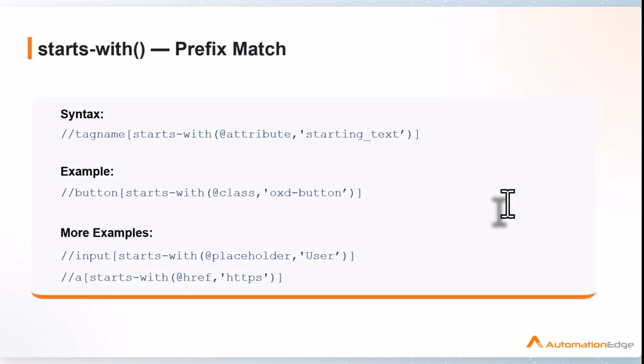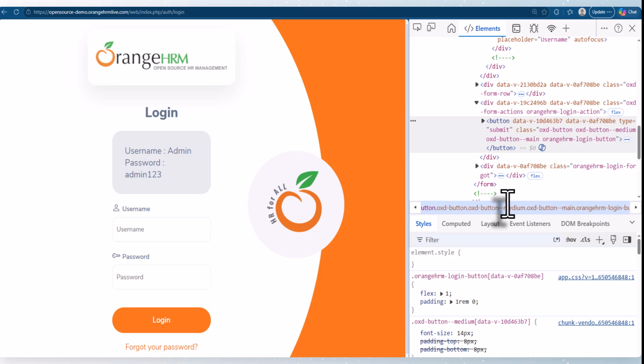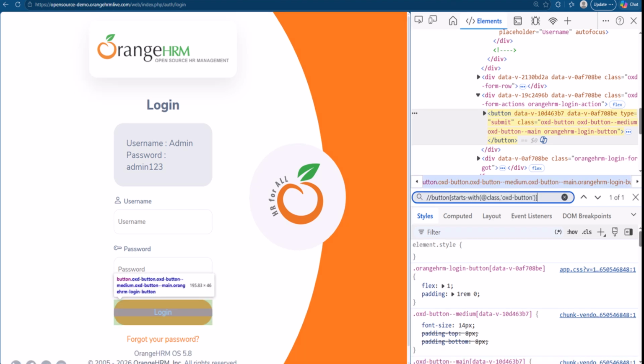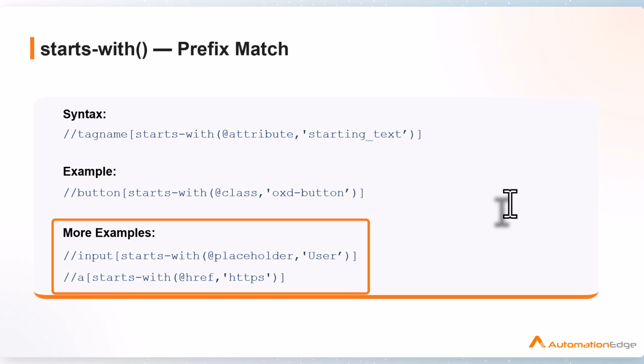Next, let's look at the starts-with function. It matches elements whose attribute value begins with a specific prefix. For example, this XPath locates a button element whose class attribute starts with oxd-button. Let's verify this XPath on the web page. Here, our XPath is double slash button and starts-with function. You can see here the button is highlighted. Have a look at class attribute of button. You can see some additional examples of the starts-with function using different tags and attributes.